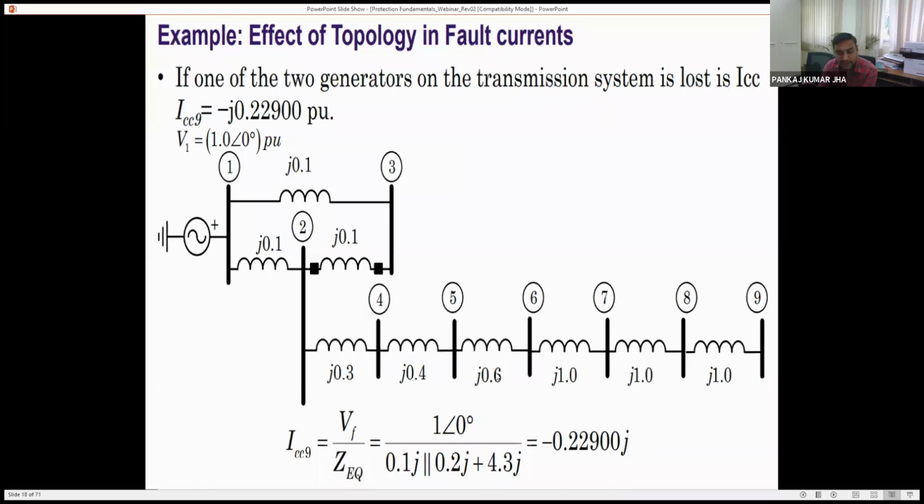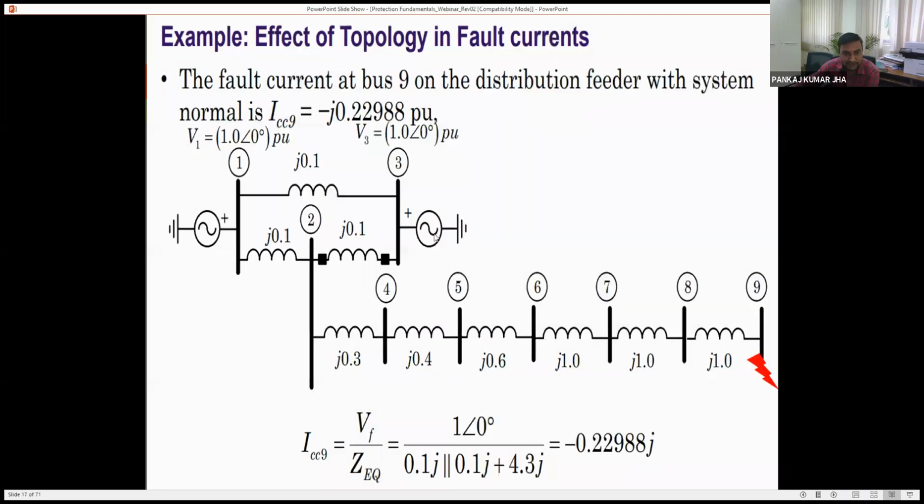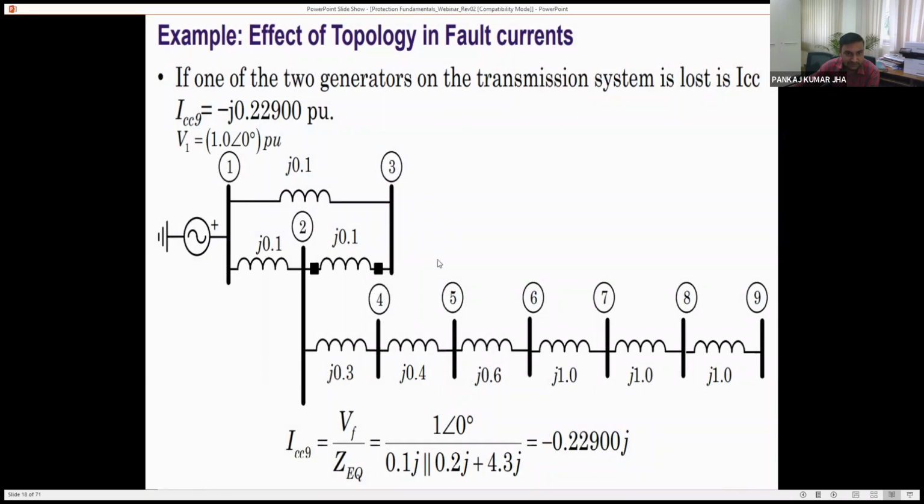I am not going into detail about these calculations because our main objective is to understand the effect and why we are going to consider these different types of topology for fault current calculations. In earlier slides, these generators at both the buses were in service. Now in this particular slide, the generator at this bus is not in service. Only one generator connected at bus 1 is in service, and the remaining whole system is in service.